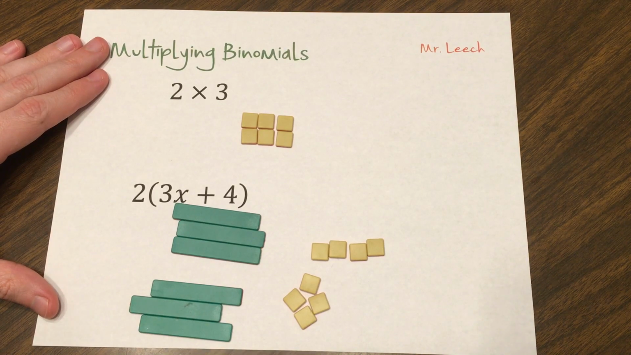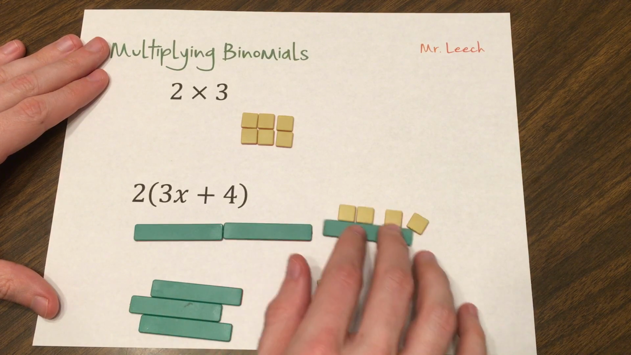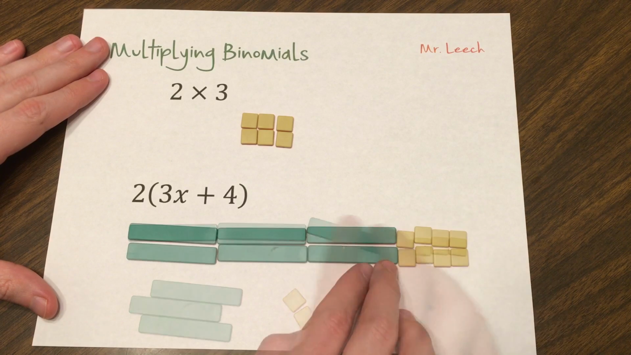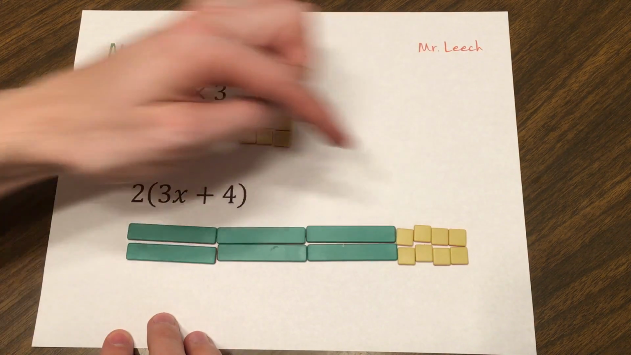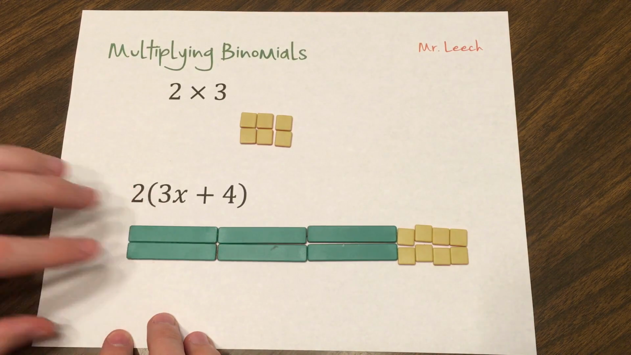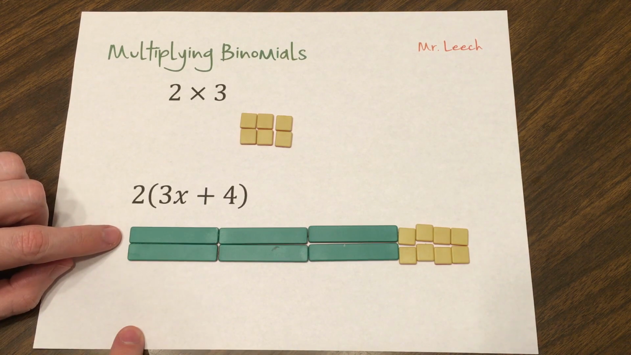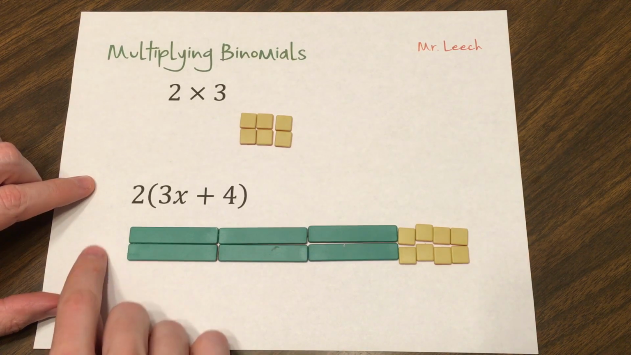Can we model this like we did with the area model right here? Let me stack these out side by side. And when I do, I get 3x plus 4 times 2. Remember, this is important for this lesson: the width of this x is 1, the same as this 1 constant. So this is 2 times 3x plus 4.